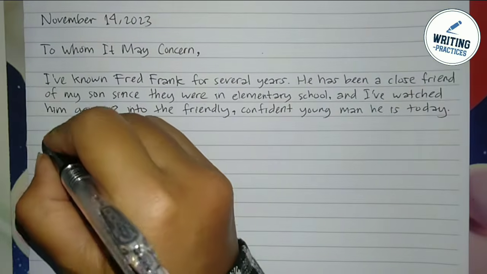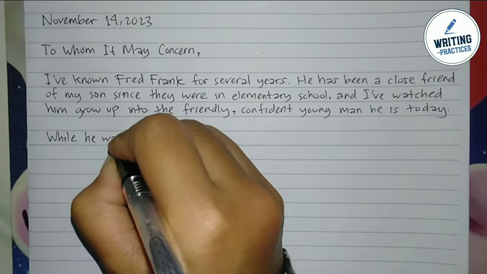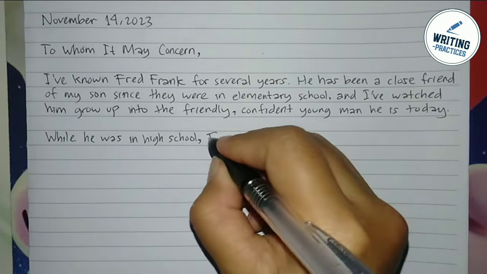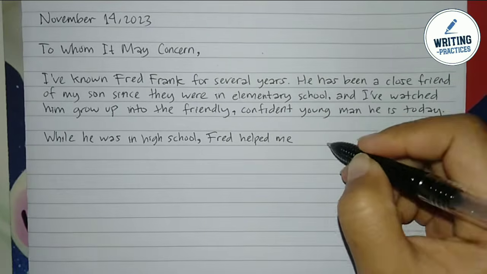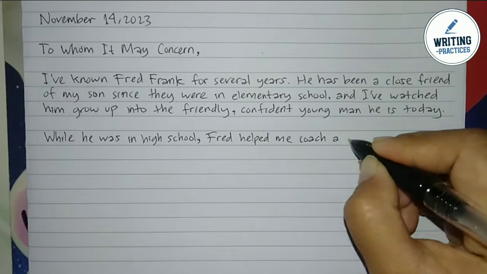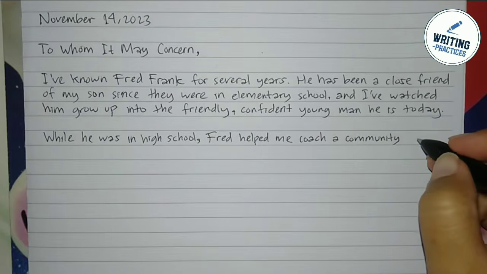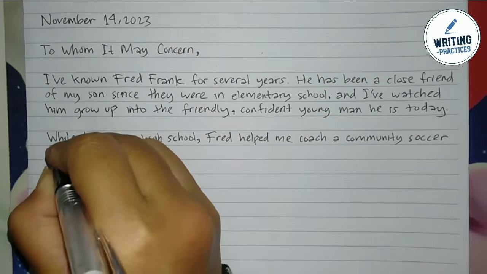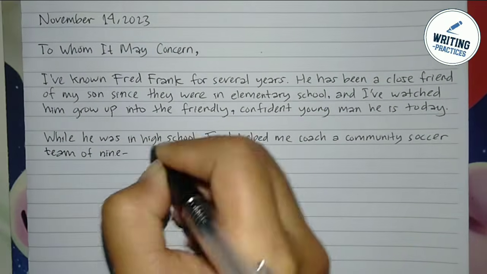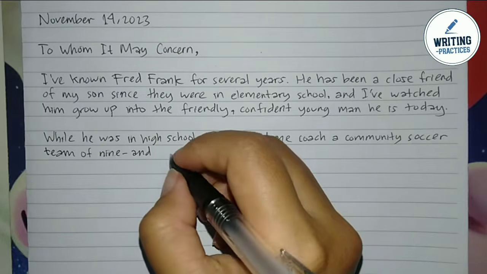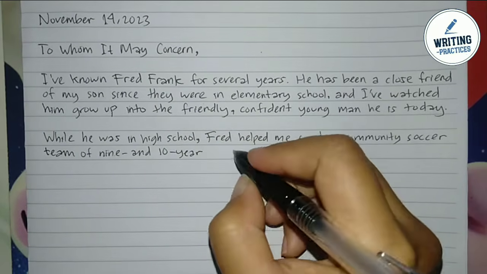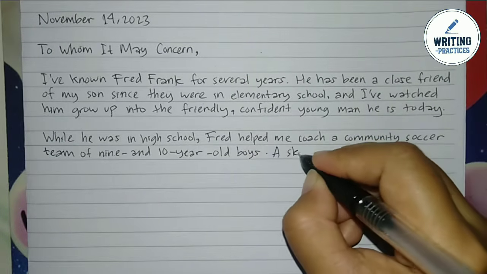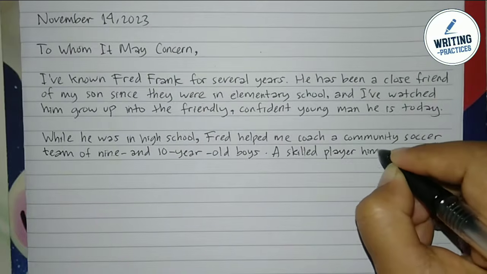In the second paragraph, this is where you elaborate more about the person's characters. You really need to write it descriptively so the recipient would understand what kind of person you recommend is. Here, tell your interaction or your job experience working with the person. In this example, the writer explains how the person he recommends helped him coach a community soccer team of 9 and 10 year old boys. It happened when he was in high school. So, indirectly, the writer is the person's coach or sport teacher.